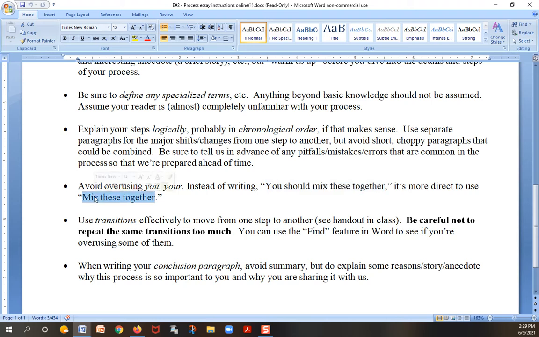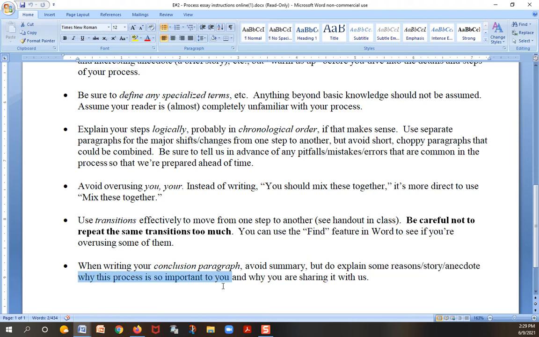Use transitions. Use a variety of transitions. This is important to make your essay flow from paragraph to paragraph or from step to step or both. And then when you're writing your conclusion paragraph, avoid summary, but do explain some reasons why, or a story or an anecdote that says why this process is important to you. Kind of a living example of a story from you is very helpful.